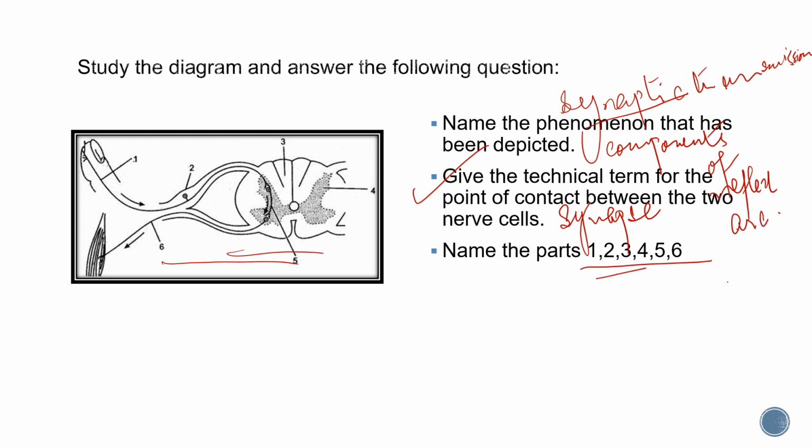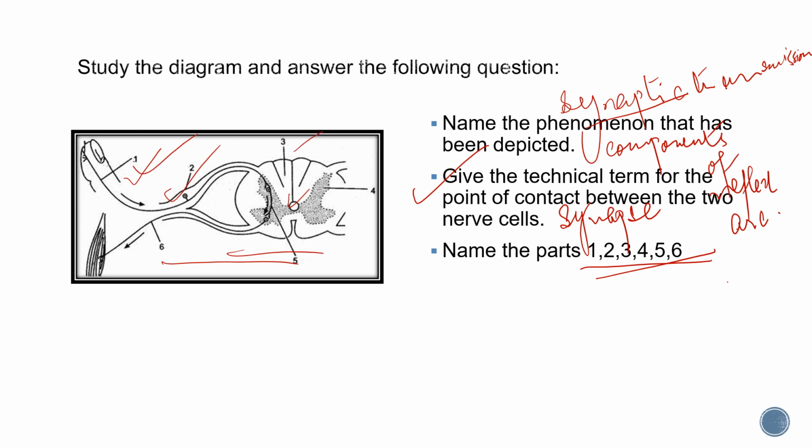Now let us then label the parts. Name the parts 1, 2, 3, 4, 5, 6. Now first, when we are seeing this part, this is what? This is the receptor cell. We can say that we are receiving the stimulus here. Then the 2, this is the sensory neuron through which the impulse is being taken to the spinal cord. Okay, and then what is this? This is the association neuron. So the 5 part is the association neuron.